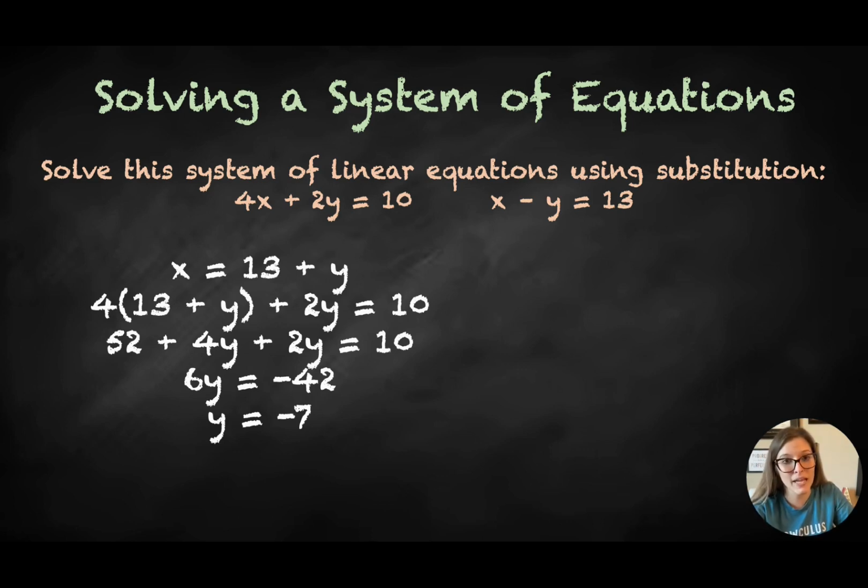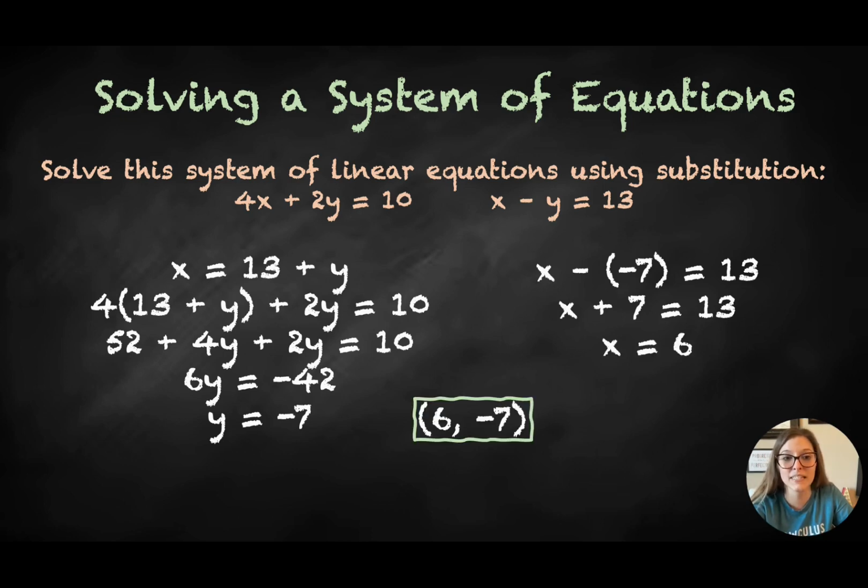Now that I know y, I need to find x, and I'm going to plug y into the easier of the two equations. I end up with x plus 7 is equal to 13. Subtracting 7 from both sides gives me x is equal to 6, and I end up with the ordered pair 6 comma negative 7, which gives me the solution to this system of equations by using substitution.